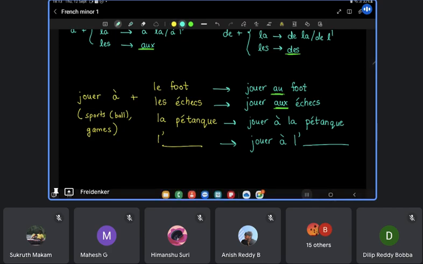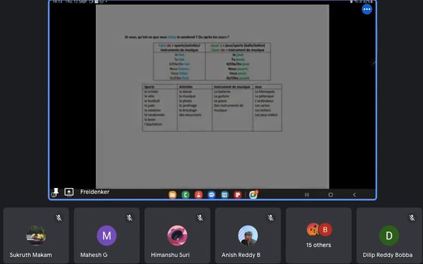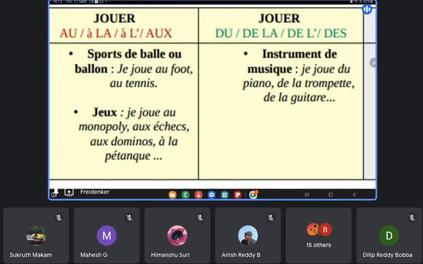You have some examples here. Je joue au foot. I play football. Je joue au tennis. I play tennis. Je joue au Monopoly. Why au Monopoly? Monopoly is masculine, so jouer à le Monopoly. À and le become au. So je joue au Monopoly. Je joue aux échecs. We've seen this example. I play chess. This aux has no meaning of its own, but if you follow the rules, you will get this aux.